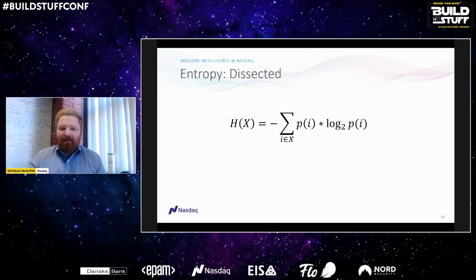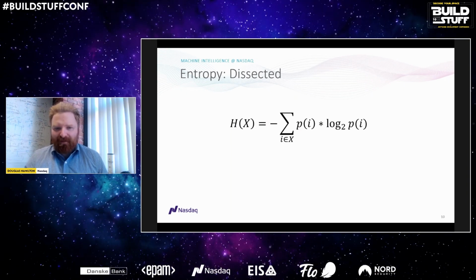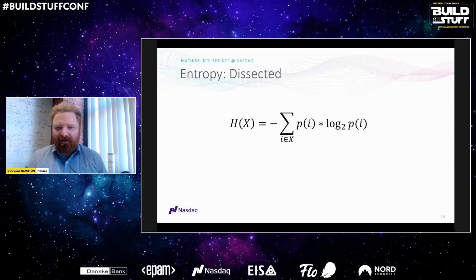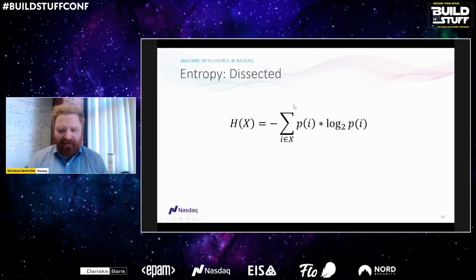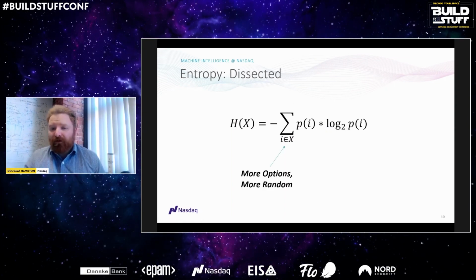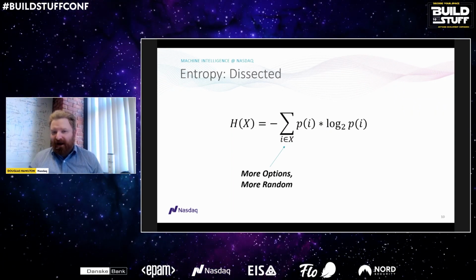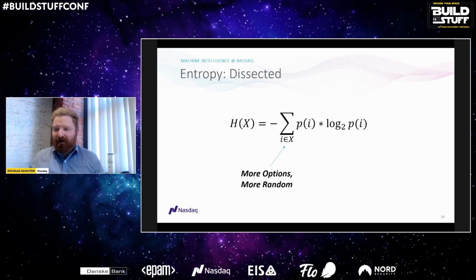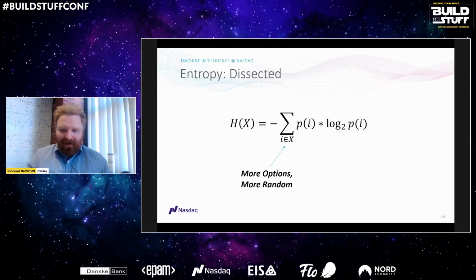Let's dissect it a little further. It's kind of an intimidating equation when you first look at it. It's got the big sigma, it's got a bunch of little p's and i's in it, and some kind of arcane symbols from set theory. So what do they all mean? Well, first, it means that the more options we have for outcomes, the more random a situation tends to be. This should agree with our gut.